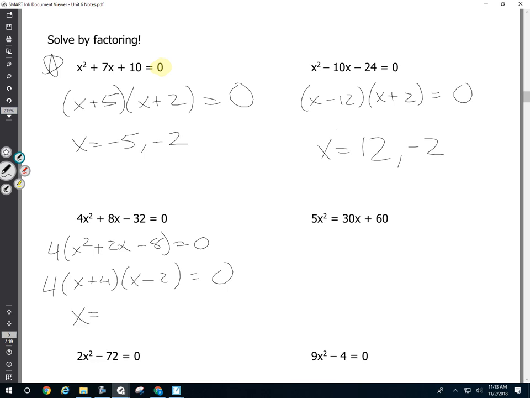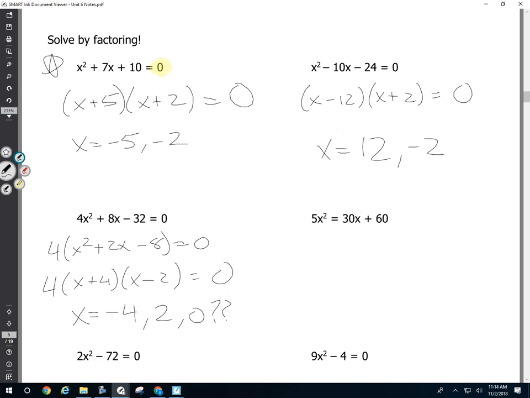Giving me solutions. Negative 4, because negative 4 plugged in here would make this 0, make everything 0. 2, because 2 plugged in here, doesn't matter what happens here. This is 0, everything's 0. What about 0? Is 0 a solution? No.